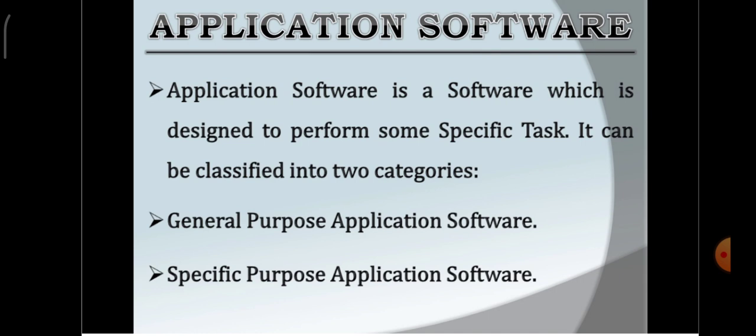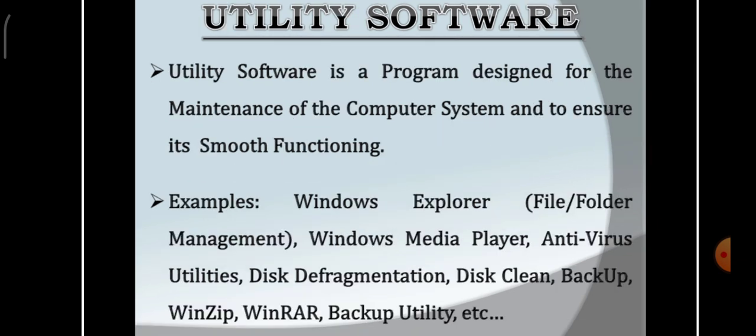But what is a specific purpose application software? There are some application software which is used to do only accounts. For example, Tally software. So Tally software is an example of specific purpose application software, which will be only doing the accounts part. Utility software.